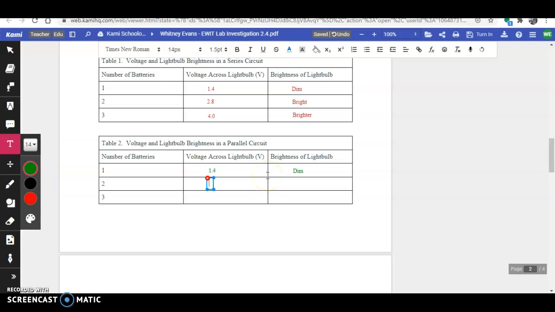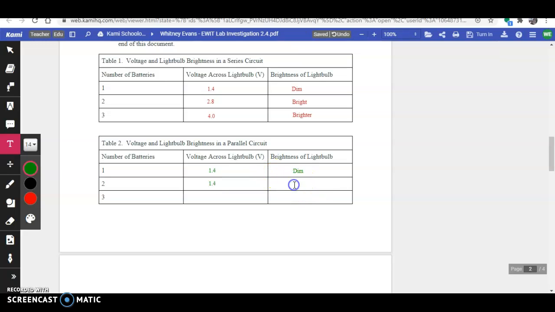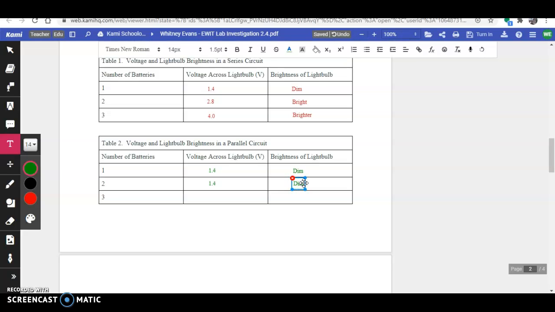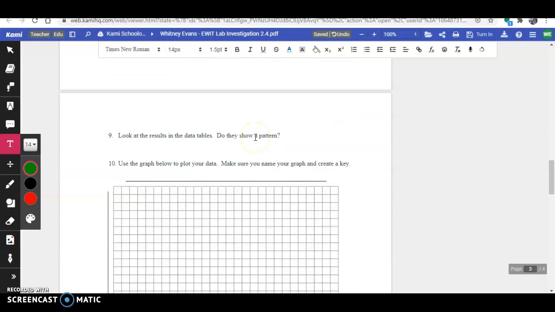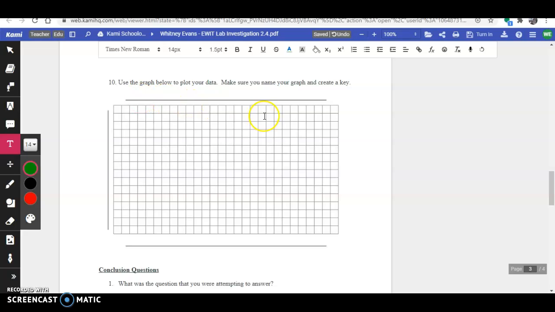So with two batteries, the voltage across the light bulb was 1.4 in parallel, and the brightness was still dim. Then we added a third battery in parallel, and that caused us to go up just a little, but that little increase is negligible. And then it was still dim. The brightness was still dim. So I'm going to take that information and plot it on my graph.